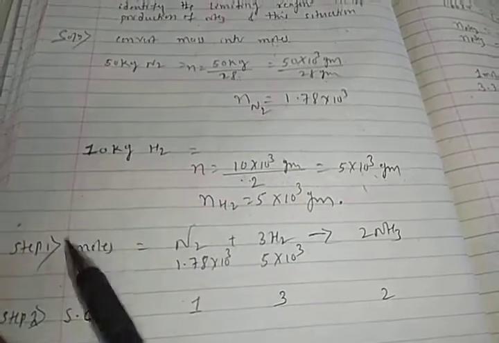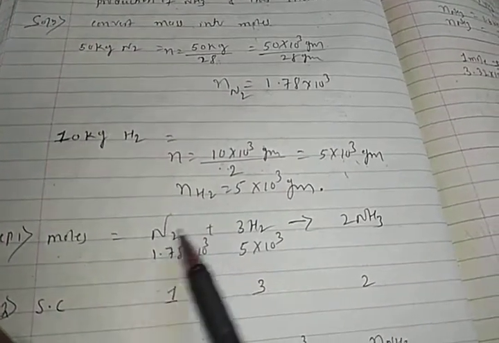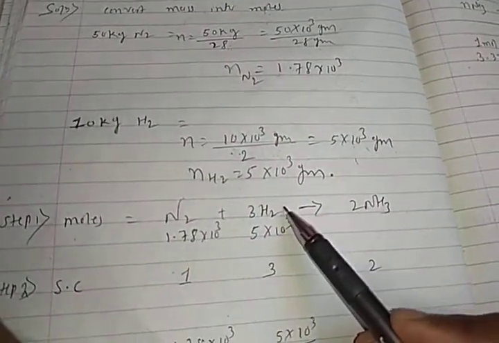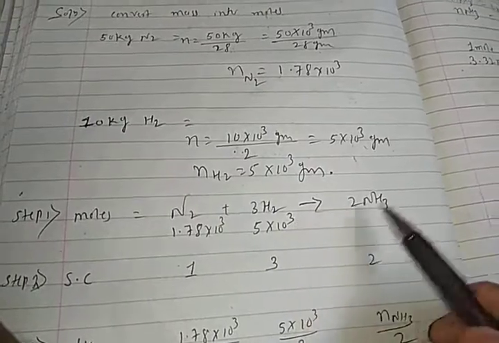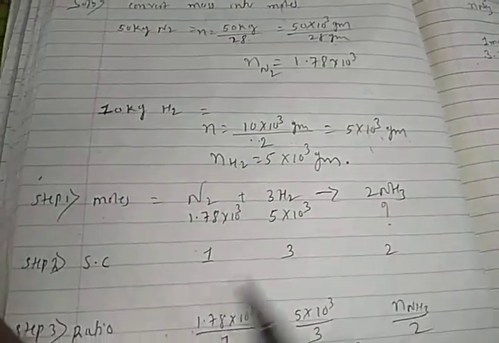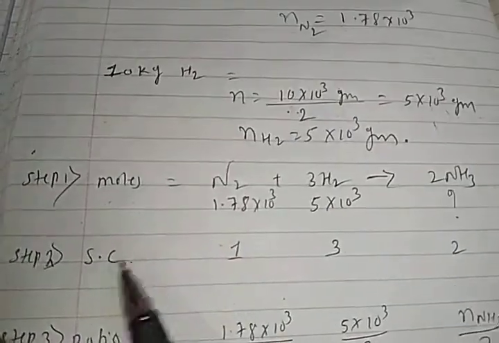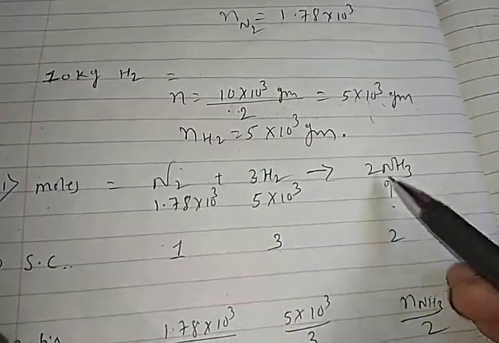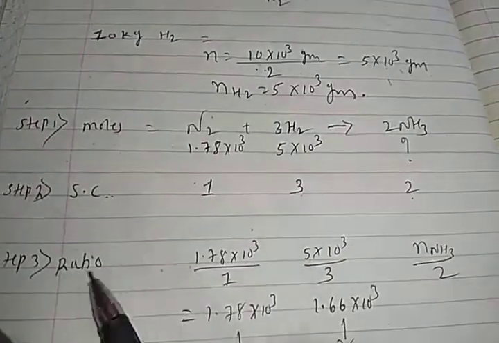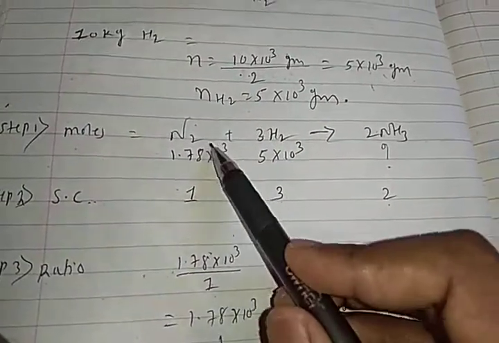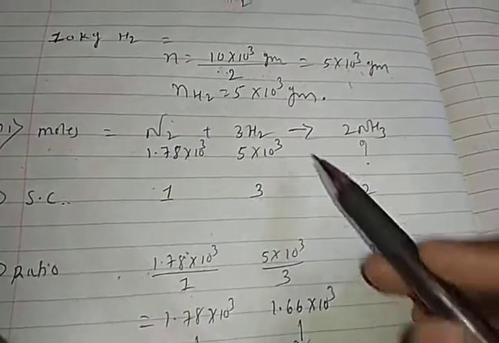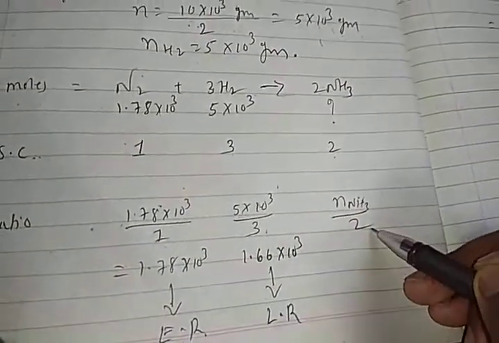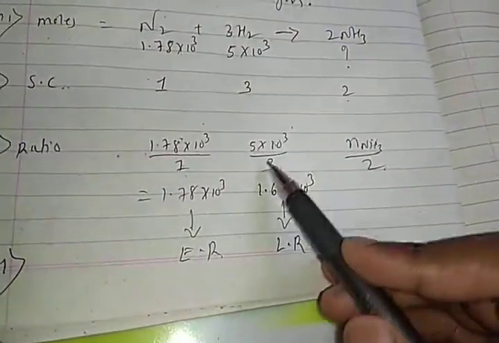Step 1. Now you are following step 1 here. Moles of nitrogen, hydrogen and ammonia. Moles of nitrogen 1.78 into 10 to the power of 3, moles of hydrogen 5 into 10 to the power of 3. We want to calculate the moles of ammonia. SC means stoichiometric coefficient. Nitrogen 1, hydrogen 3, ammonia 2. Ratio: moles by stoichiometric coefficient. Moles of nitrogen 1.78 into 10 to the power of 3 by 1. Moles of hydrogen 5 into 10 to the power of 3 by 3. Moles of ammonia we want to find, with stoichiometric coefficient 2.